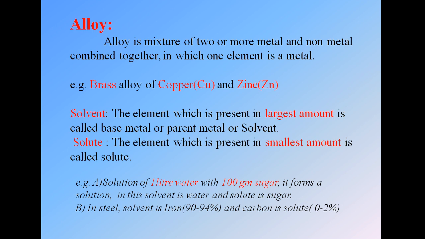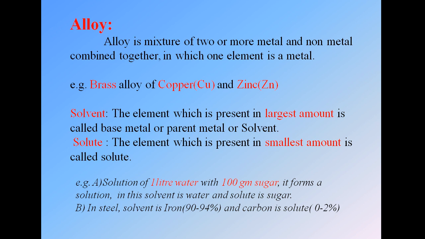So when we form an alloy, we have two or three different things. In that, one has a higher composition, and something has a lower composition. So we have two things, that is solvent and solute. The element which is present in the largest amount is called a base metal or parent metal, or we simply say it as a solvent. And the element which is present in the smallest amount is called solute. Means which is more, it is solvent, which is less, it is solute.